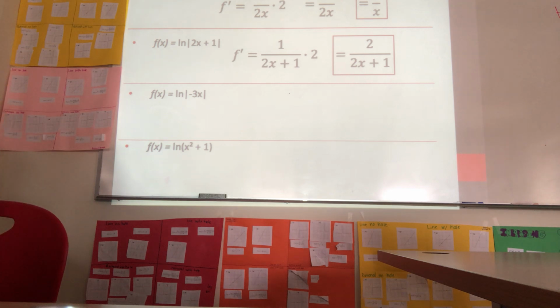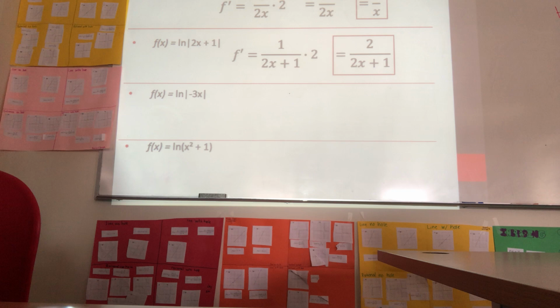This is fully simplified with the 2 on top. I just left it like that. You should not simplify it further, because you can't divide by the 2's, because the 1 isn't divisible by 2. You could make it 1 over x plus 0.5, but we're not going to make it a complex fraction for no reason.